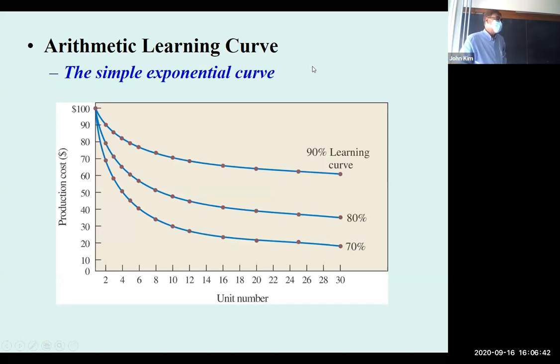There are 2 types of learning curve. The first one is the arithmetic learning curve. This one is the simple exponential curve. If the learning percentage is 90%, 80%, and 70%, it looks like a curve. 90%, not much, but 80%, more and more. I will explain the learning percentage with the next slide.